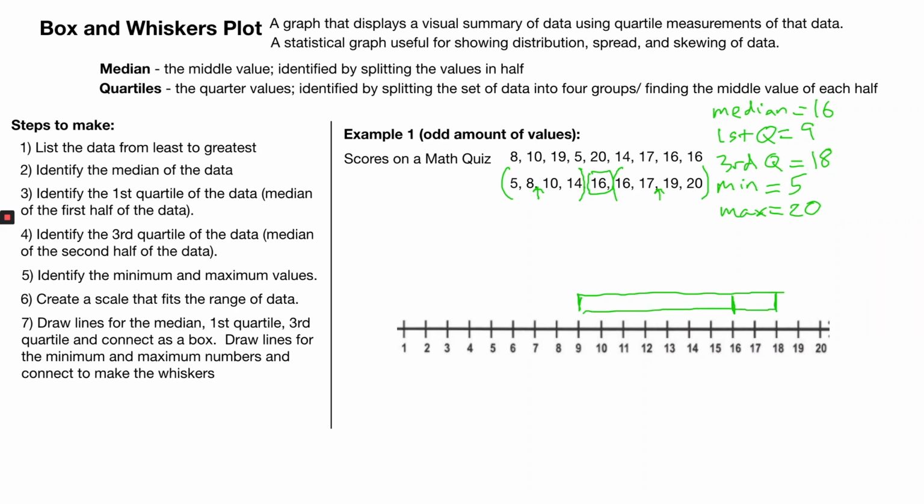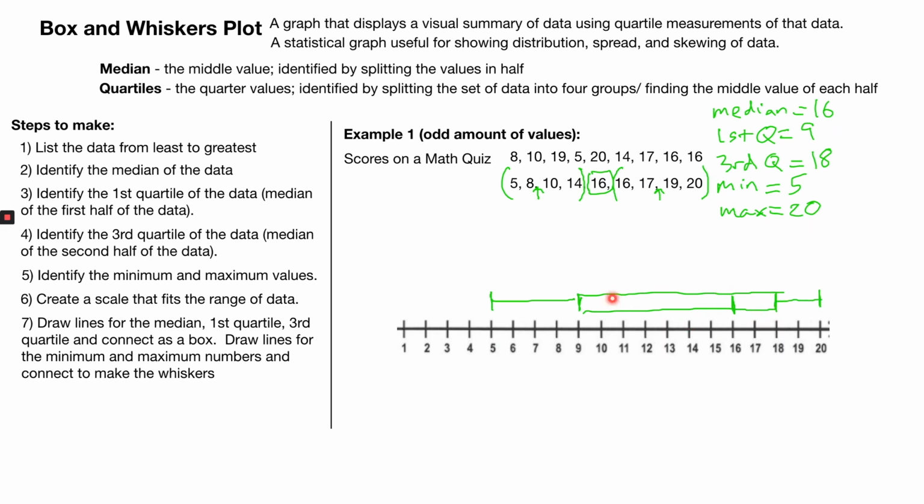And then it says draw lines for the minimum and maximum numbers and connect to make the whiskers. So our max was at 20, our min was at 5, and then I'm going to just draw a little line to connect those like this. So that's when we say box and whiskers.